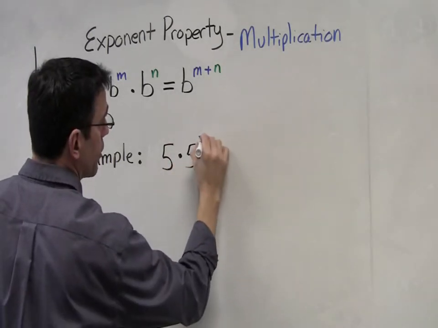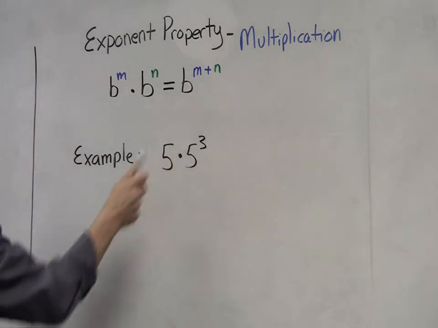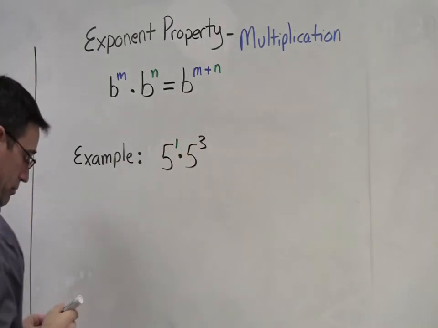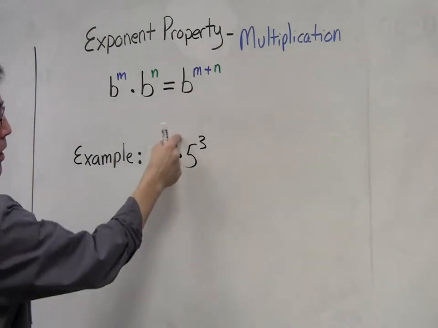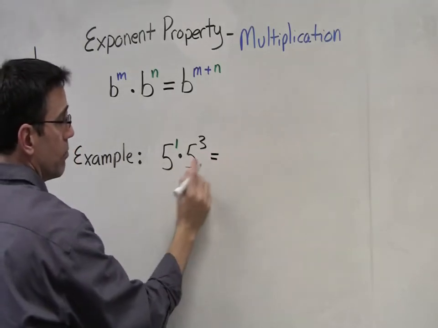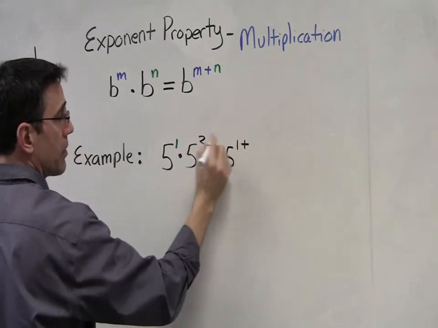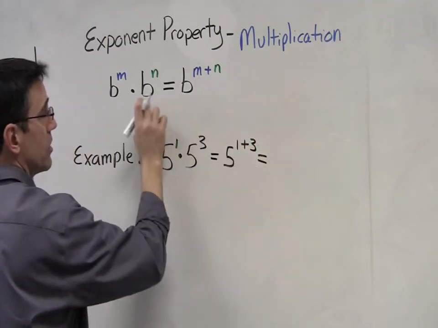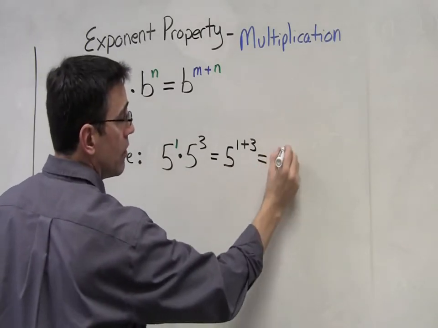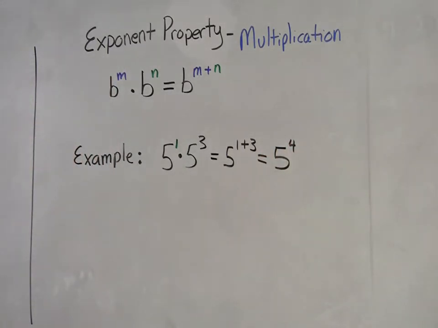All right, so 5 to the third, or 5 times 5 to the third. Now you notice this one doesn't have any exponent. Well, if there's no exponent, you can think of a 1 being there. So I'm going to put a 1 on my paper if it helps me. Now I'm going to use the property. The bases are the same, so I can go 5, and then I'm going to take this exponent, 1, and add it to that other exponent. So I have 5 to the fourth power. Okay?